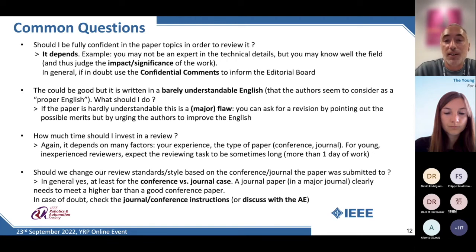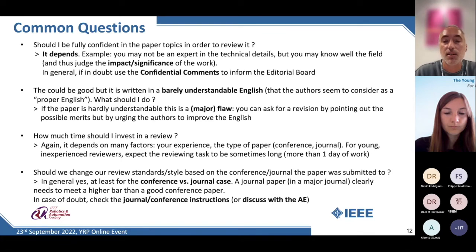So if the paper is written in bad English but still understandable English, you can point this out to the authors in the review, and you can ask them to make an effort in writing it in a better English. But if the paper is really hardly understandable because it's written in very poor English, then this is a major flaw, because it is the responsibility of the authors to explain themselves in a clear and proper way to the community. So if they are not able to do it, that's a flaw for the paper.